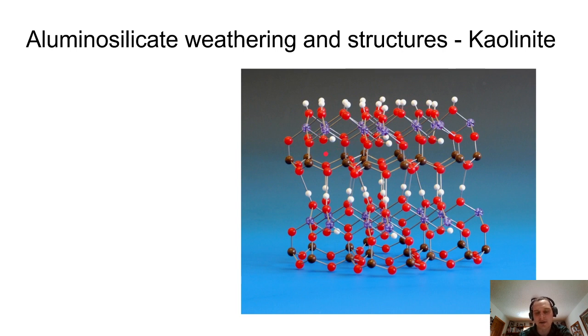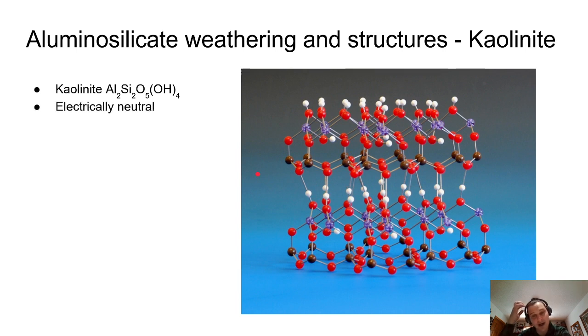So kaolinite, which is here, is characterized by what's called a 1-to-1 clay. For every sheet that you see here on the bottom of aluminosilicates, there's one that is perfectly matched to it. And the bond between those two sheets is really tightly bound. So these are electrically neutral. So they have no cation exchange capacity.